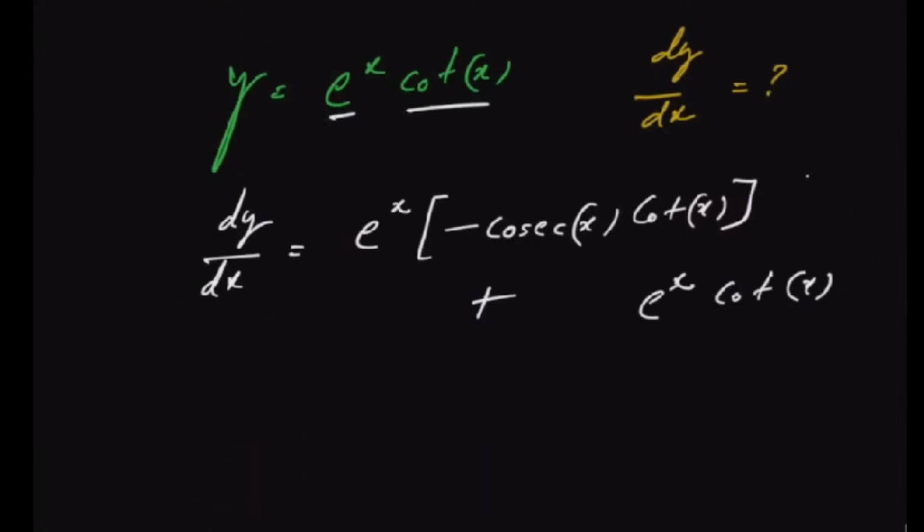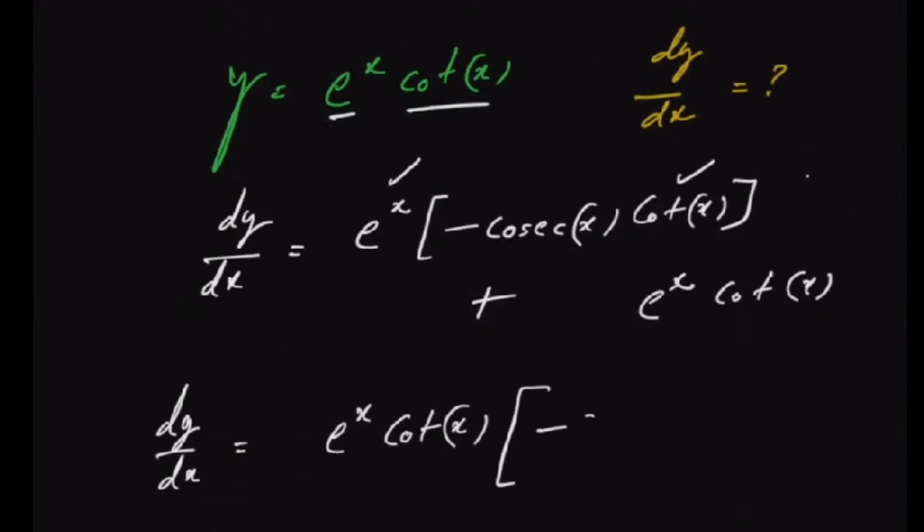So what is the answer? Dy by dx. There is something which can be taken as common, which is e power x times cot x. From the first term you get cot x, and e power x is gone, so minus cosecant x remains, plus here 1 remains because that comes outside. So this is your answer: e power x times cot x times 1 minus cosecant x, or minus cosecant x plus 1.